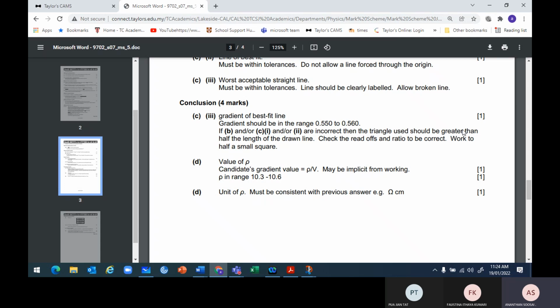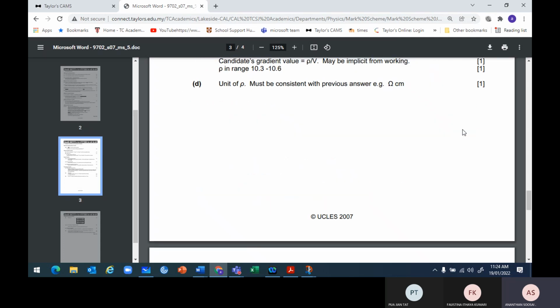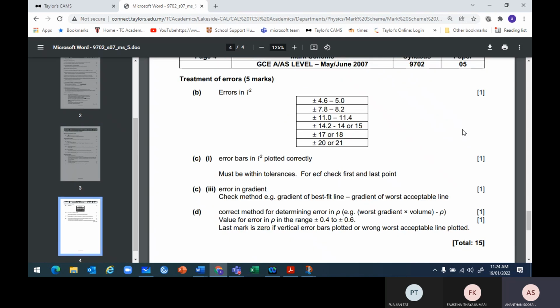Take down the values: 10.3 to 10.6 for your rho, gradient is in between 0.55 and 0.56. All go for 3 SF. Next, the error, I already discussed this, this is 1 mark. Error bars plotted correctly, they check the horizontal line, the length is correct. Then you get 1 mark.